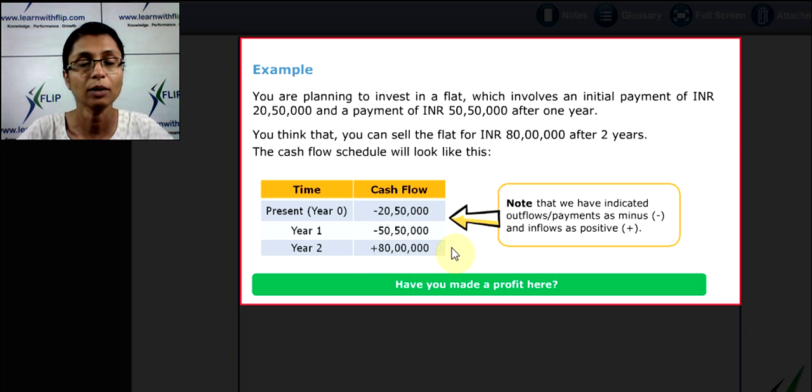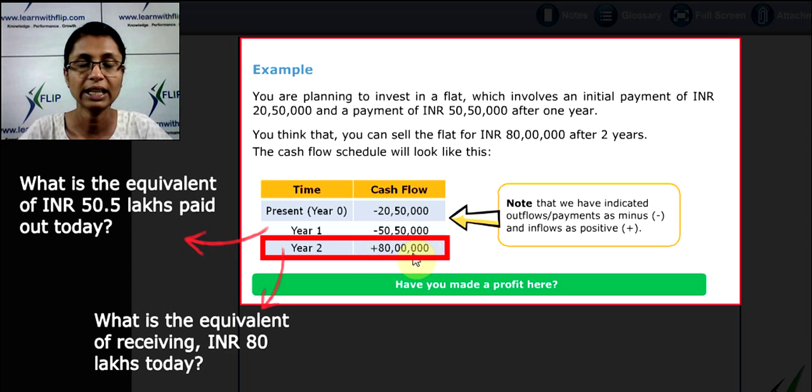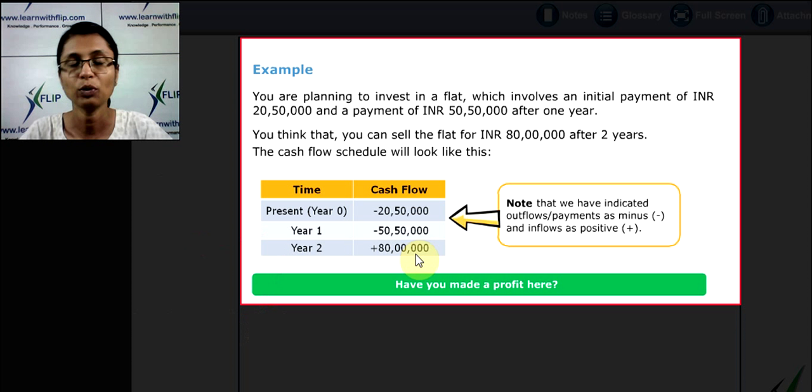So 80 lakhs, we're making a profit, but what we need to understand is that this amount is being paid out now. So we need to find out the equivalent of paying out 50 lakh, 50,000 1 year from now. What is the equivalent of it being paid out today? What is the equivalent of receiving 80 lakhs today? And then we need to add and subtract them to arrive at the net present value, or the net of the present values of the cash flows. So we need to present value them. Okay, so far so good.